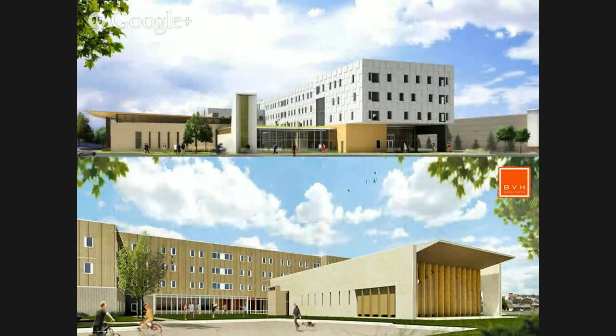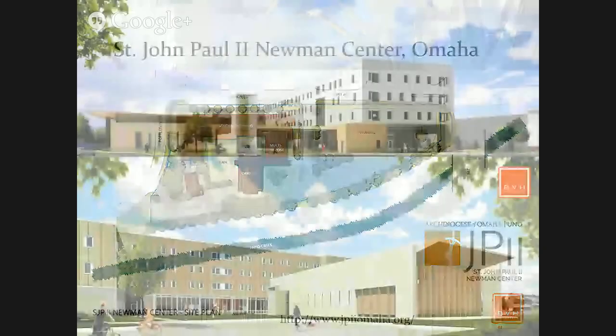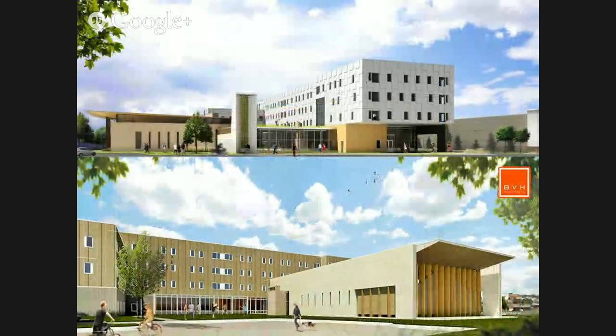So let's go back. So this is the church oratory. This is how we built it. If we go back, this is the chapel. This back here is the housing. I don't know.